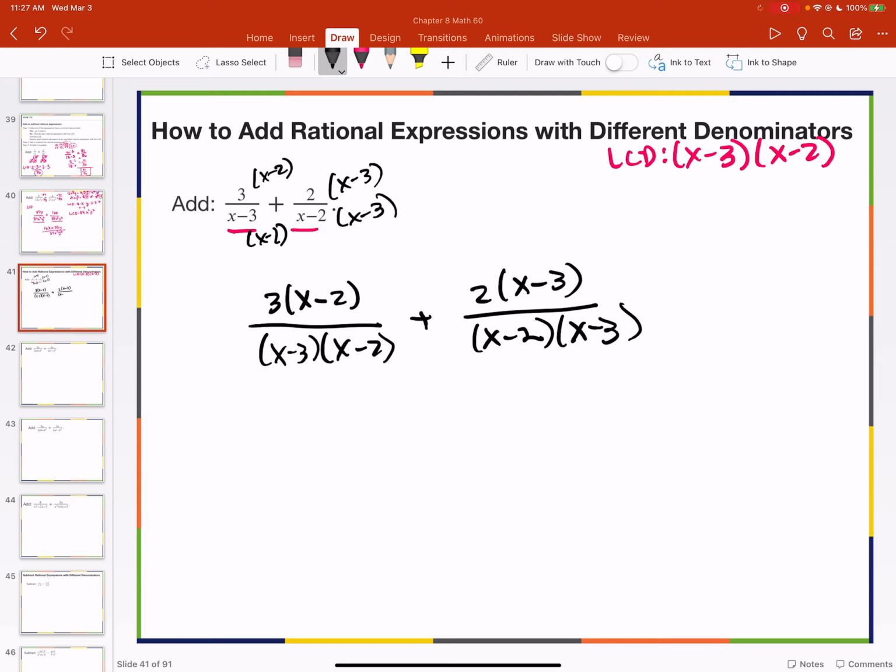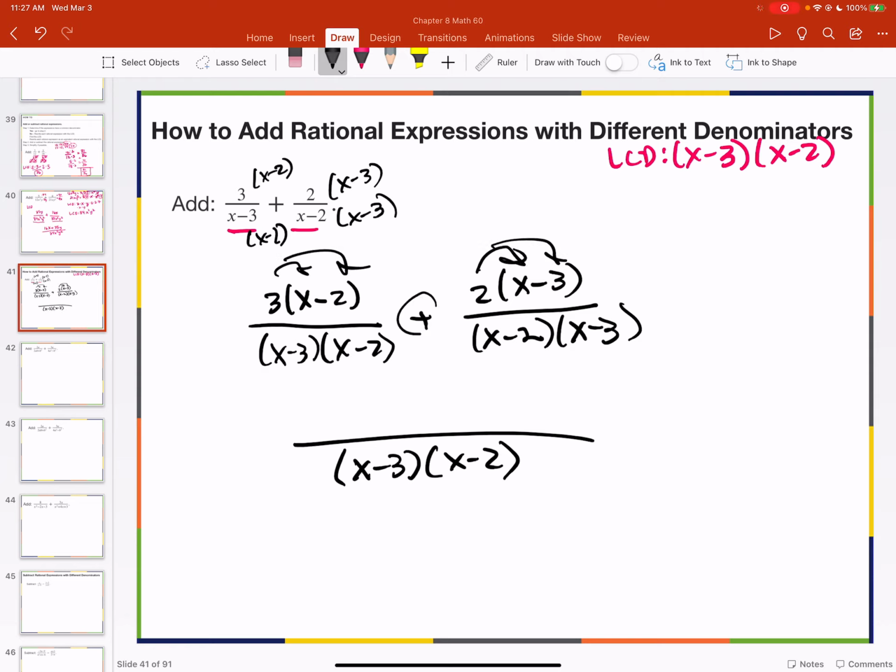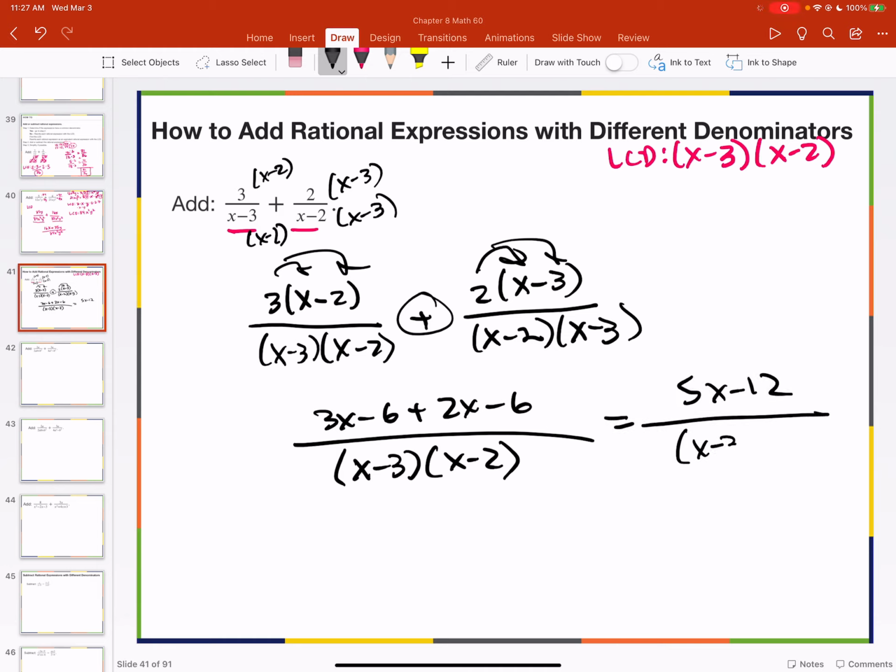A shortcut would have been to just write it all over one denominator, x minus 3, x minus 2, and then distribute the top and add them. So you have 3x minus 6 plus 2x minus 6. So then your total will be 5x minus 12 all over x minus 3, x minus 2. So there you go. Let's do a couple more.